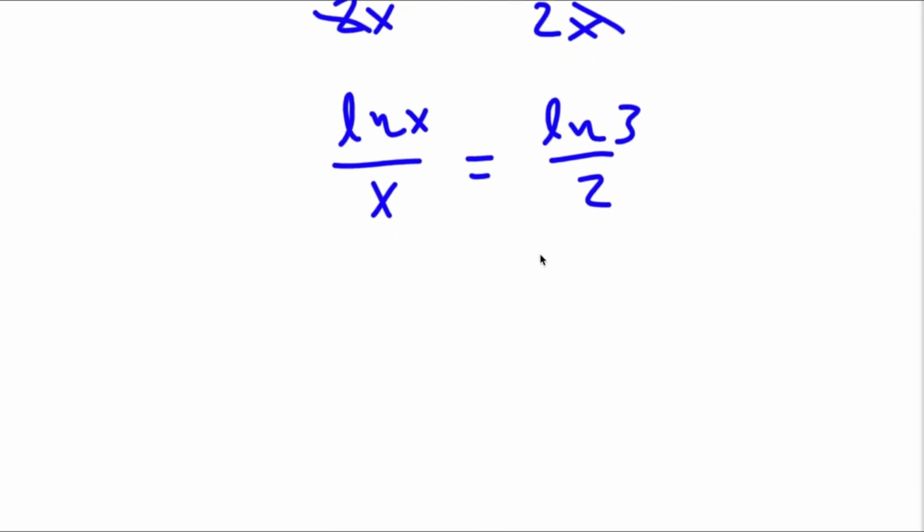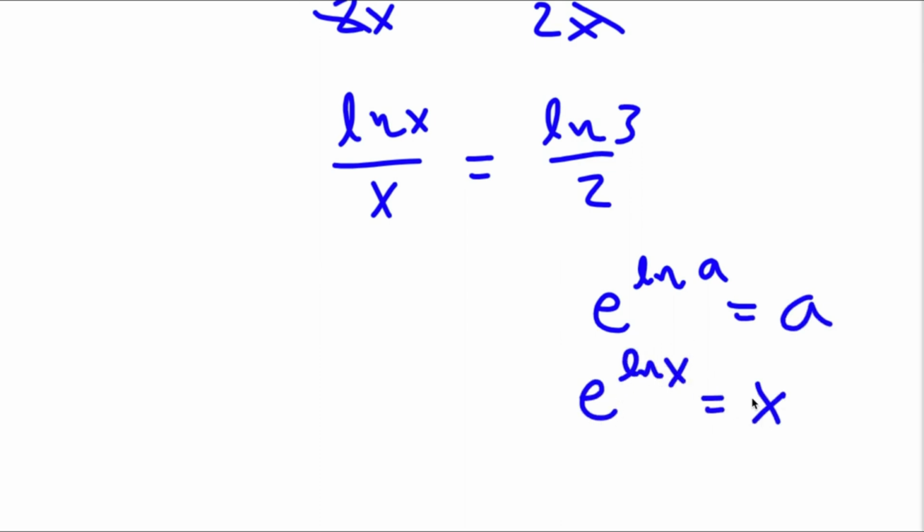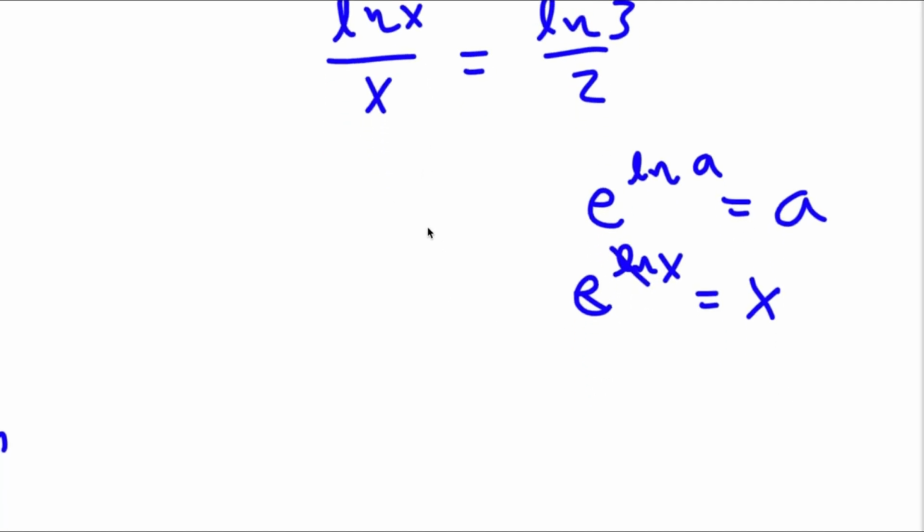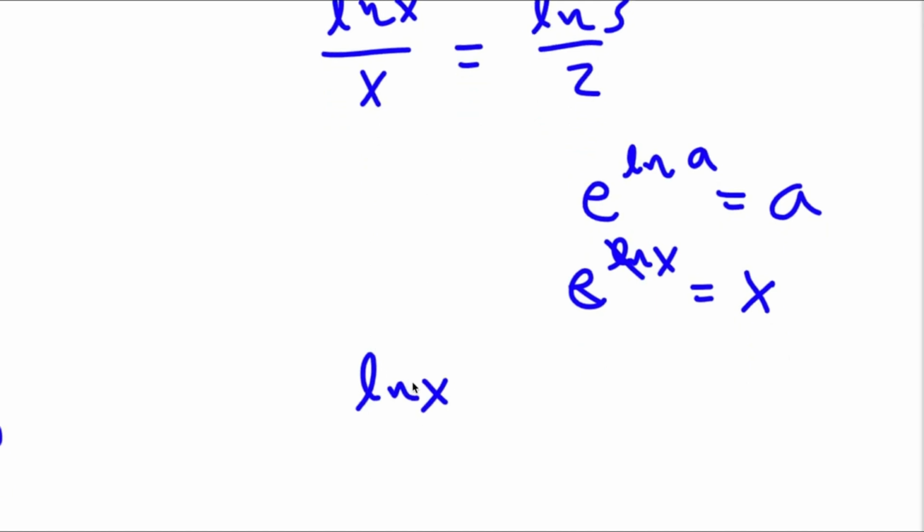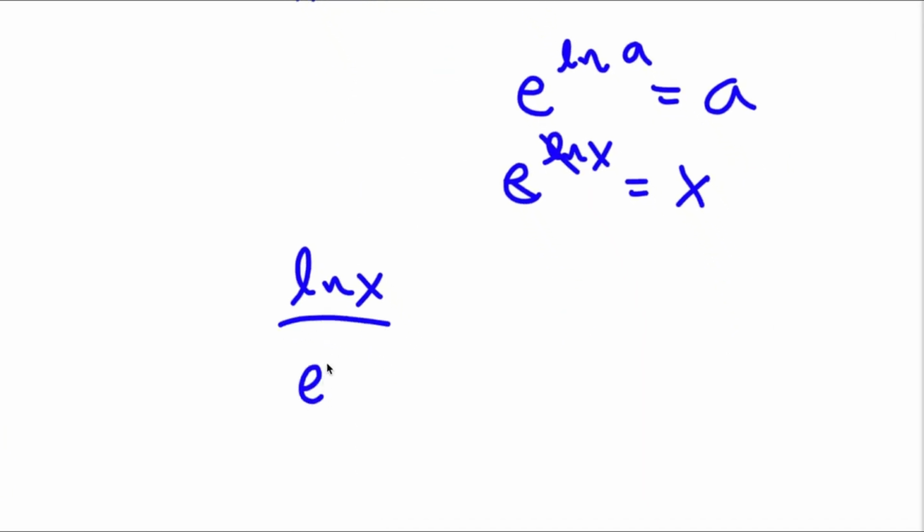Now, if I have something in the form e to the power of ln a, this is the same thing as a, and if I have something in the form e to the power of ln x, this is equal to x, because e to the power of ln, these two cancel out, so I'll just be left with whatever is left. So x here, this is the same thing as e to the power of ln x is equal to ln 3 over 2. So now I have ln x over e to the power of ln x is equal to ln 3 over 2.